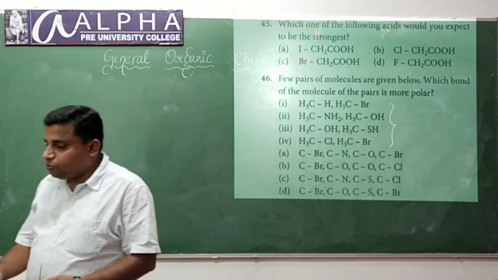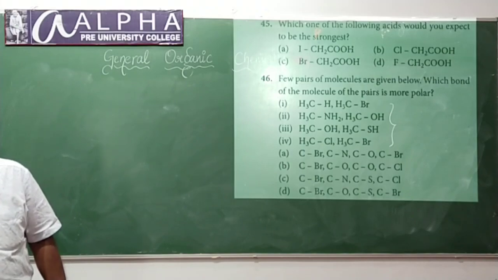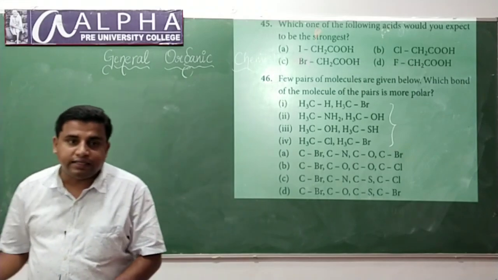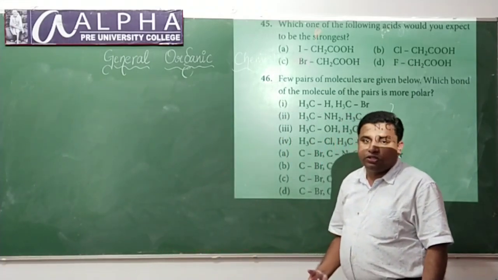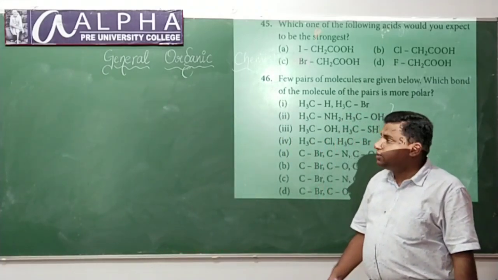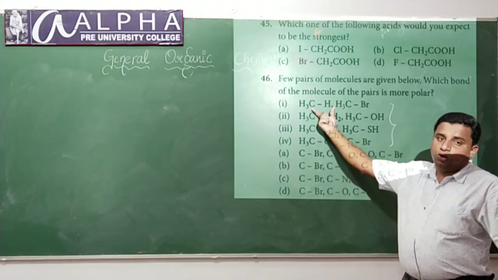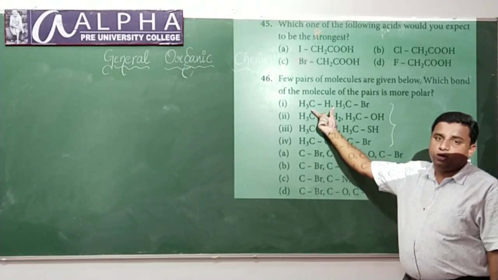Which bond is more polar? When do you say that the polarity arises? In the very first video of our class, the polarity is produced if there is electronegativity difference, isn't it? See the first option. Here we have a CH bond. I have told you the inductive effect of a CH bond is 0.